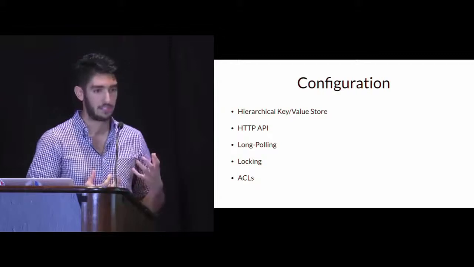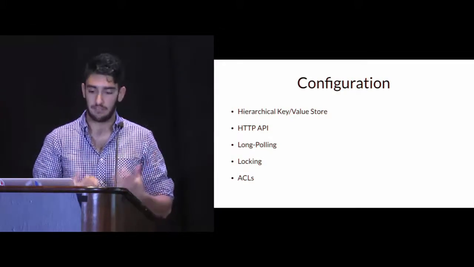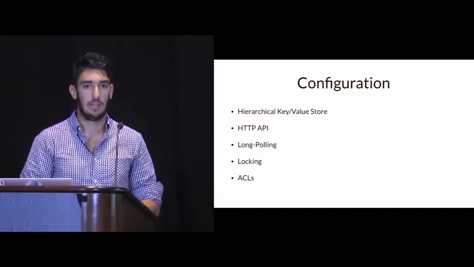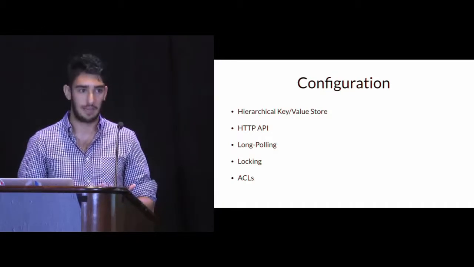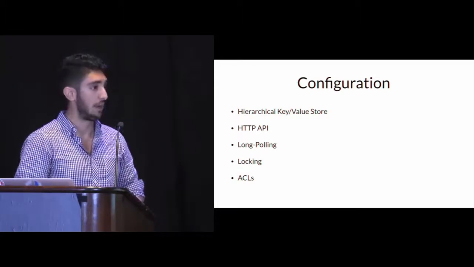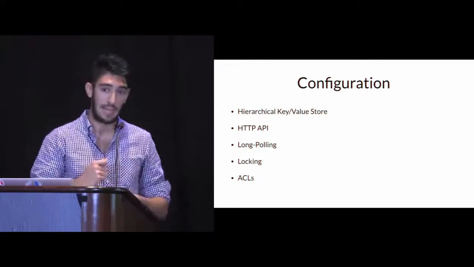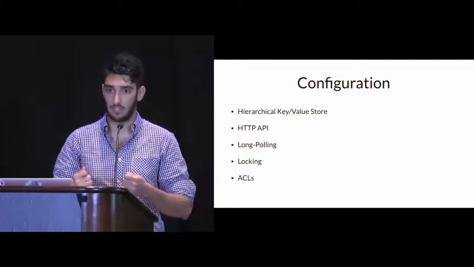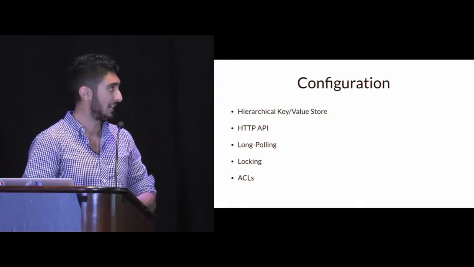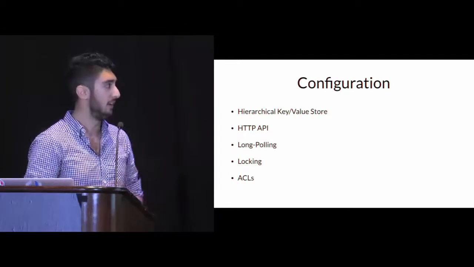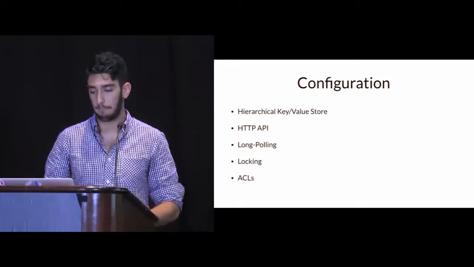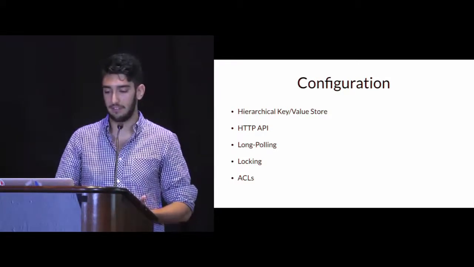The next piece of the puzzle is application configuration. Consul provides a hierarchical key value store. You can access it using a REST API. It does long polling for changes, so if you want to block and say, I need to know the moment my application's configuration is updated, you can do that. It provides distributed locking. It gives you ACLs. So it gives you a whole toolkit of features to build configuration and tooling around it. So two examples I like to give.